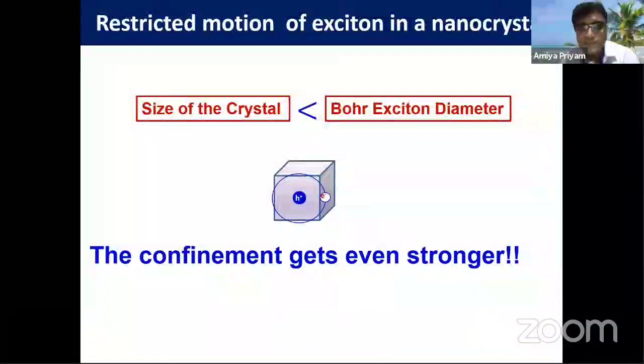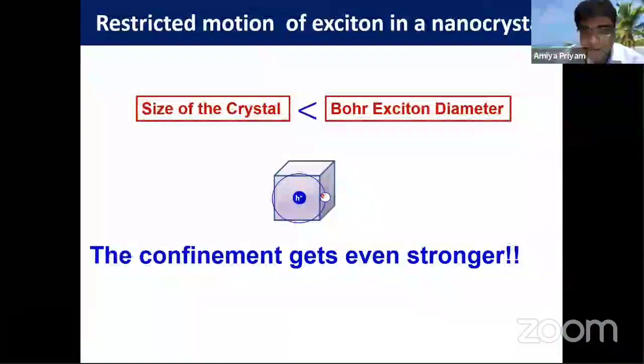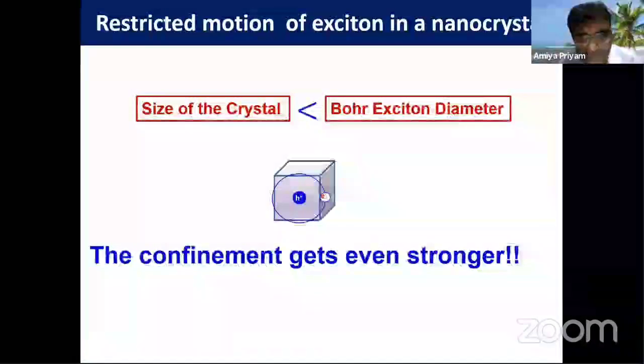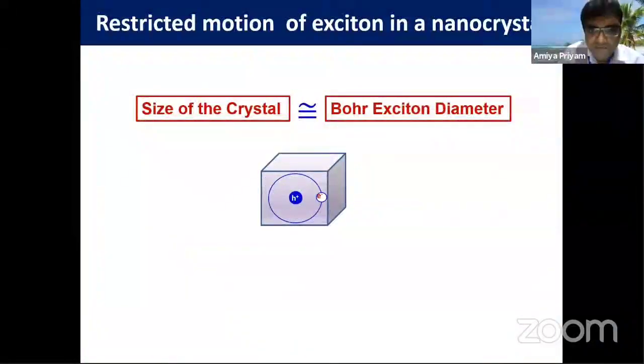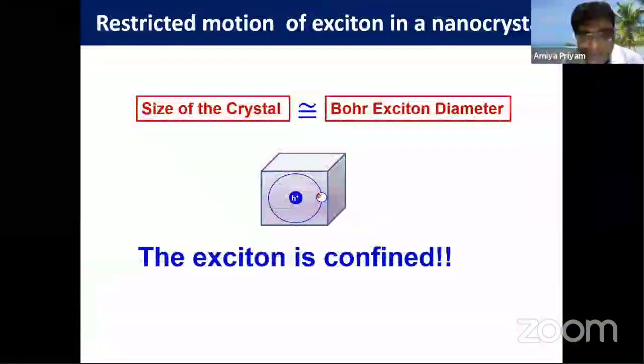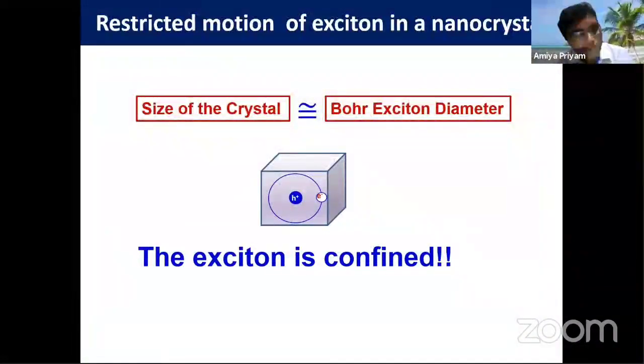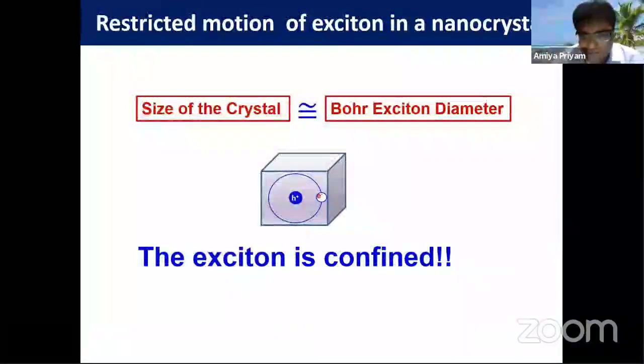So as you decrease this, what happens is the quantum confinement: putting a restriction on the motion of the charge carriers, the charge carrier here being the exciton. Once you reach this stage, the quantization of energy, the separation of energy levels changes, and you will see new properties as discussed earlier, and many more things will be discussed.